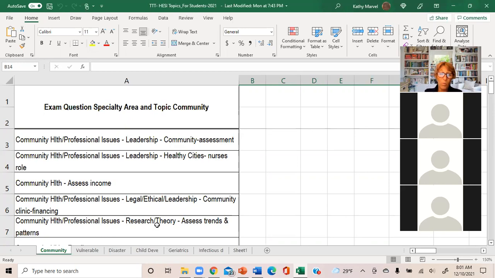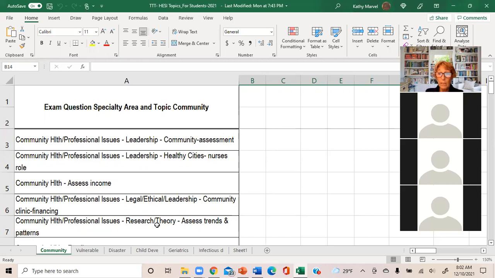What do we think we might get asked about assessing income? First thing I thought about was community resources. Say you have to be at a certain income before you qualify for whatever, Medicaid, or maybe what is the poverty level? What do you guys think? I think we have to know the poverty level, like the exact dollar amount. No, I don't know. I have no idea.